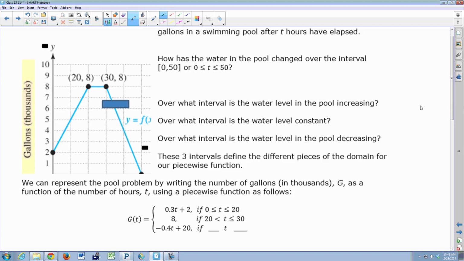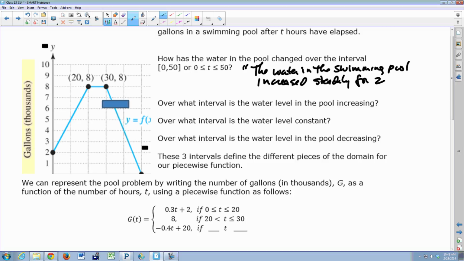Chris? The water in the swimming pool increased steadily, yep, for 20 hours until, well, you're assuming full. What does full mean in this picture? Well, what is full? What are you defining as full?